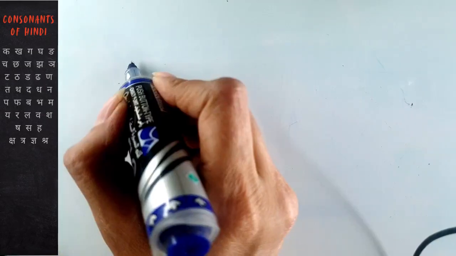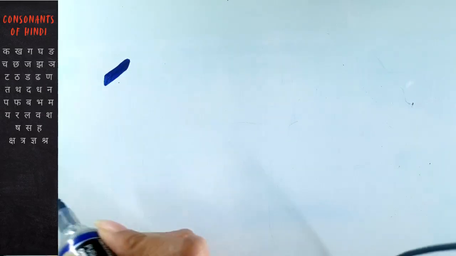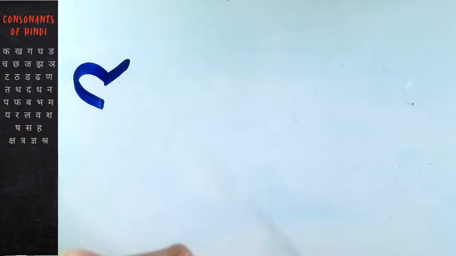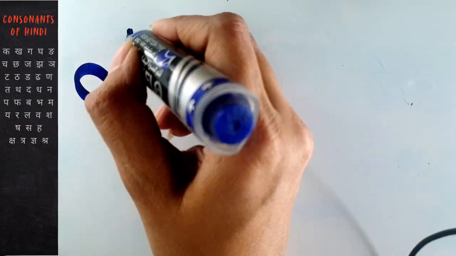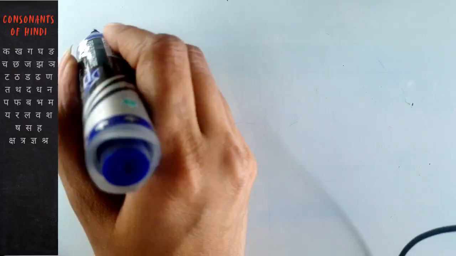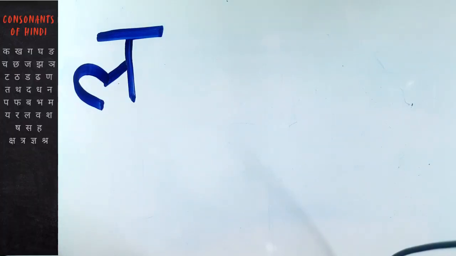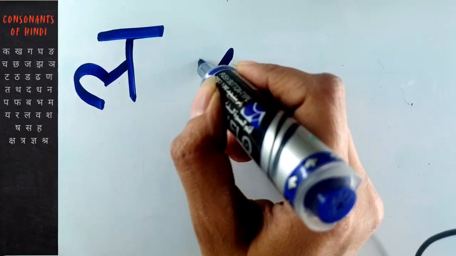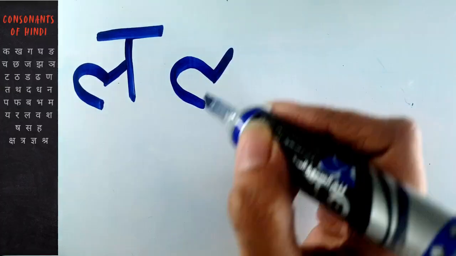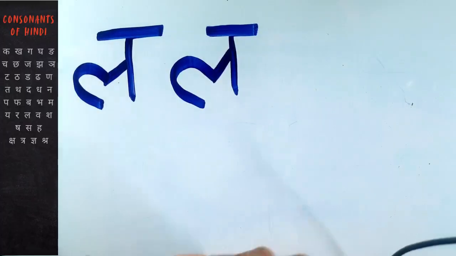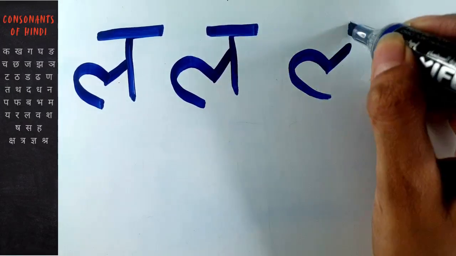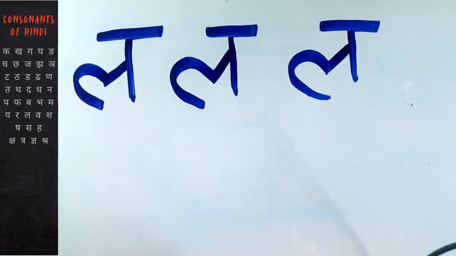Next is l and v. So for l, you start with a short diagonal line like this, then like this, and you do this and this. This is l. Once again, this and this, and l. Like this, l.